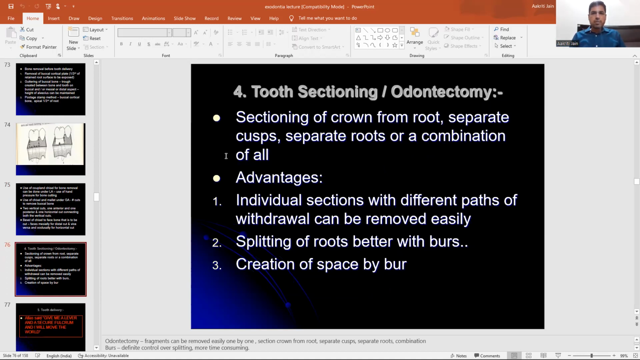The fourth one is tooth sectioning, also called odontectomy. Sectioning of the tooth from the root, separating cusps, separating roots, or a combination of all. Advantages: individual sections with different paths of withdrawal can be removed easily. Splitting of the roots is better with the burrs, and the burr creates space.